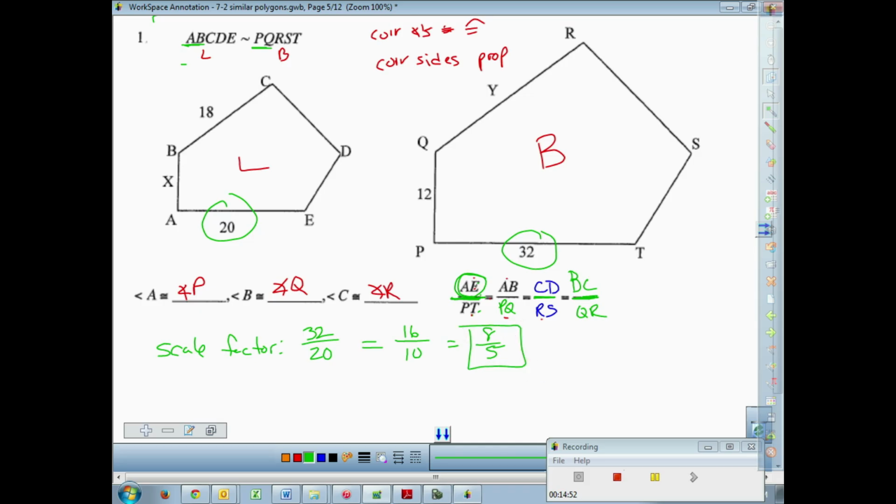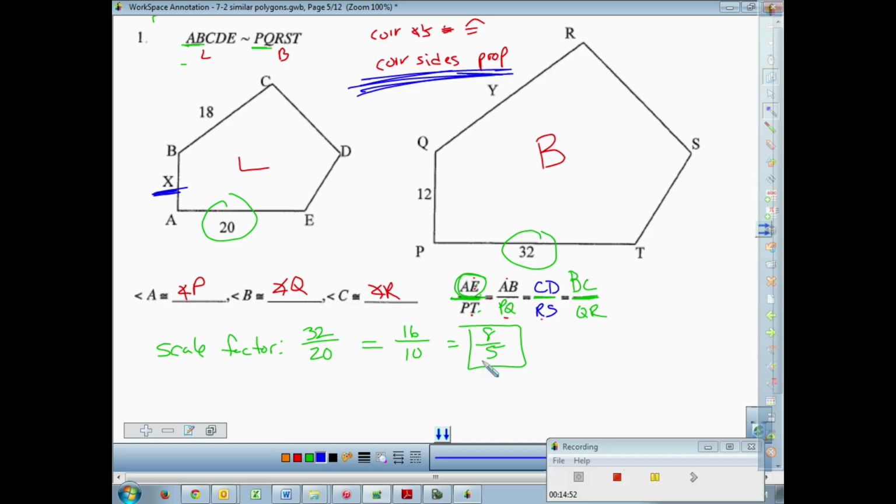Cool? To find missing lengths in similar polygons, we must find the scale factor first. Sound awesome? Now let's use the scale factor to solve for x. So here's x, right here. Do we know what corresponds to x in the other polygon? The 12 does, correct? So here's what you do. You set up a proportion. We know that these are proportional because they're similar, right? Aren't the corresponding sides proportional?